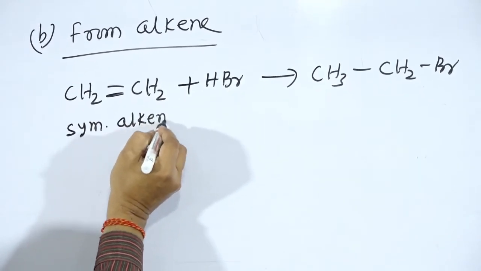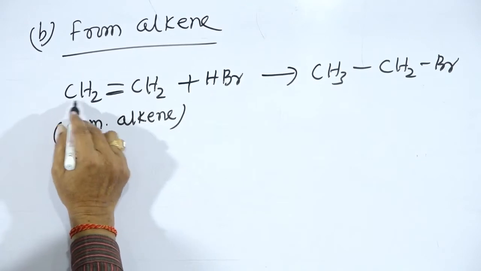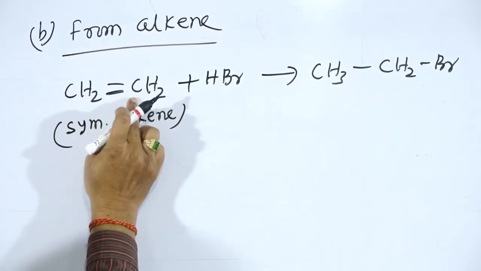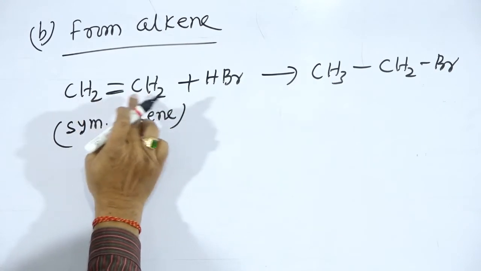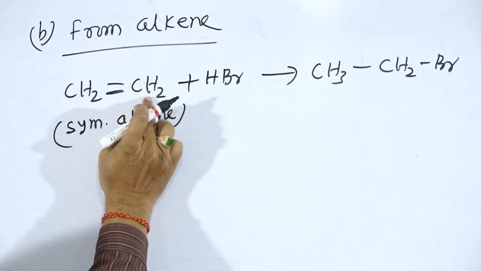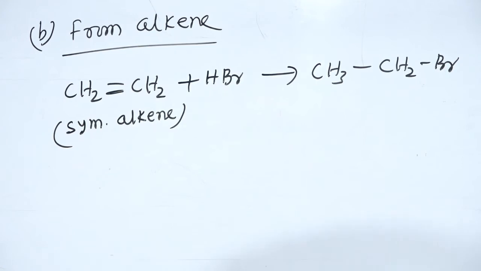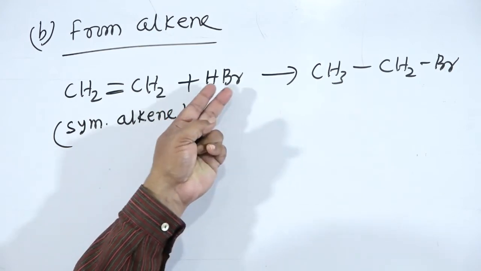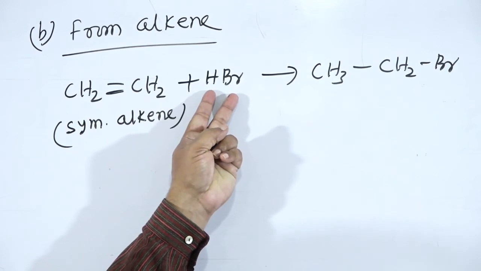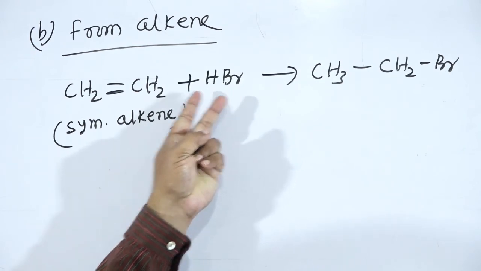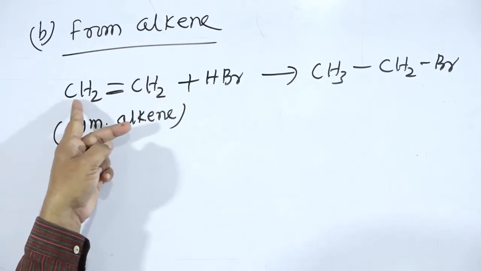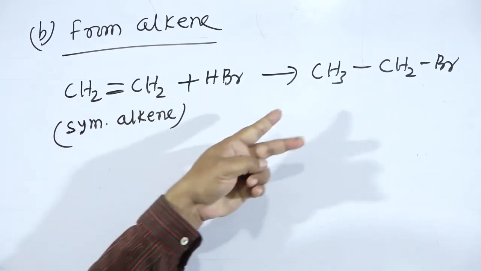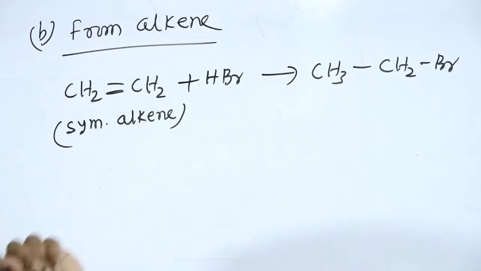This is a symmetrical alkene. Why symmetrical? Because in the carbon-carbon double bond, both of the two carbon atoms contain the same number of hydrogen atoms, two hydrogen atoms. Therefore, it is treated as a symmetrical alkene. And in case of a symmetrical alkene, you can add HBr, a polar molecule, H+ Br-, with H to this side and bromine to that side, or bromine to this side and H to that side. Then it is the same product, ethyl bromide.